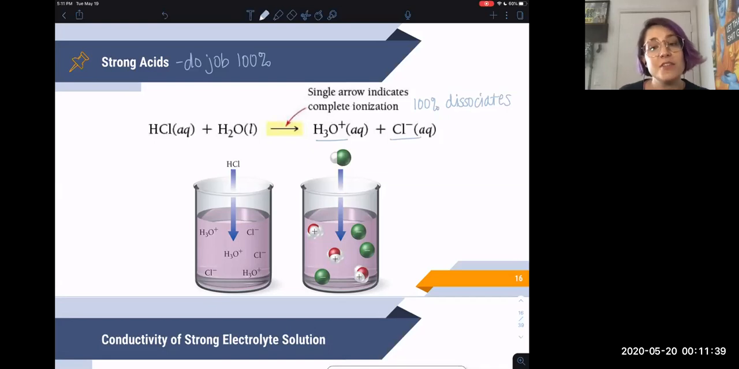So strength has nothing to do with how dangerous or how easy it is to dissolve metal or something with an acid. It has to do with, does it do its job? Okay. Just kind of putting that out there. I'm going to talk about it again when we talk about pH.